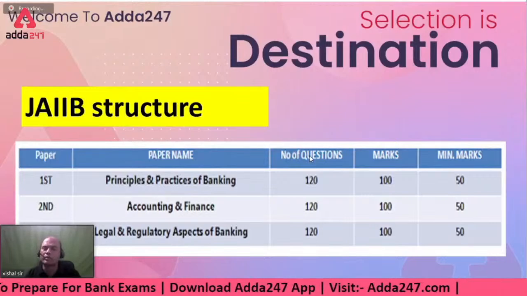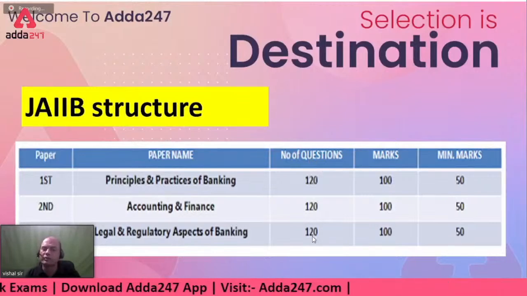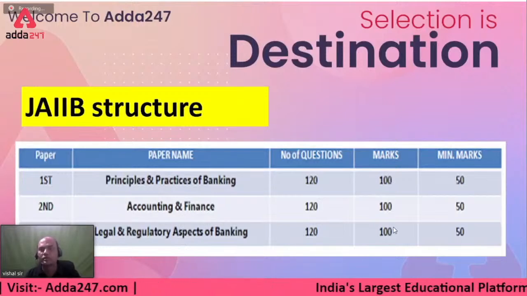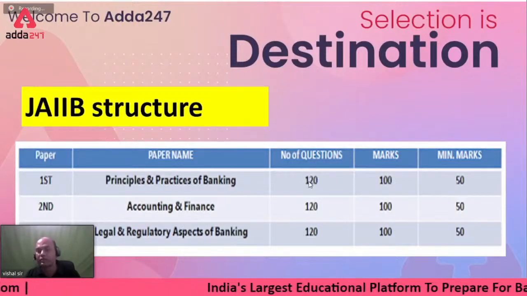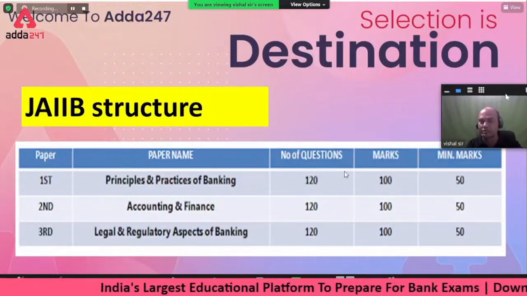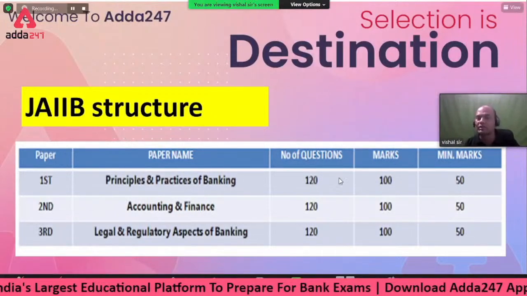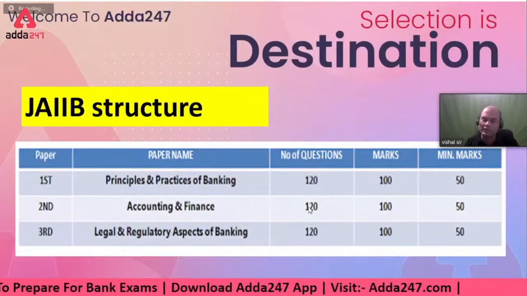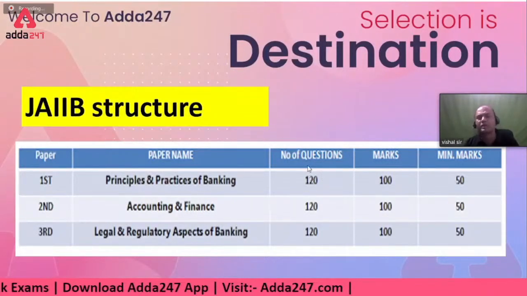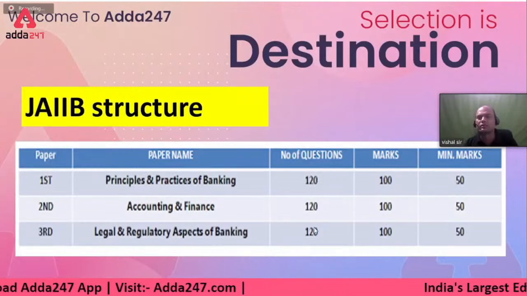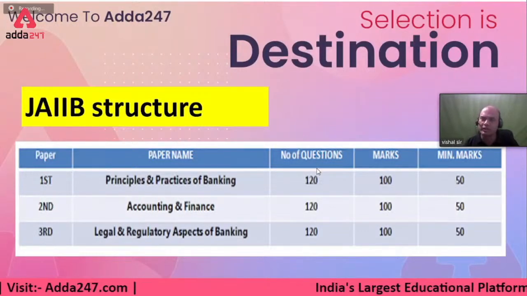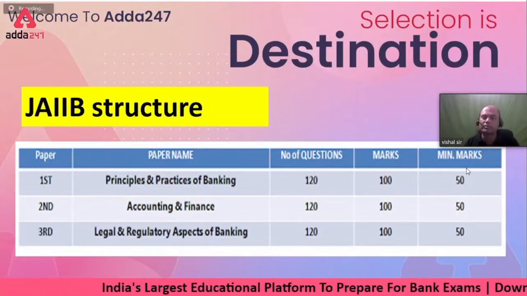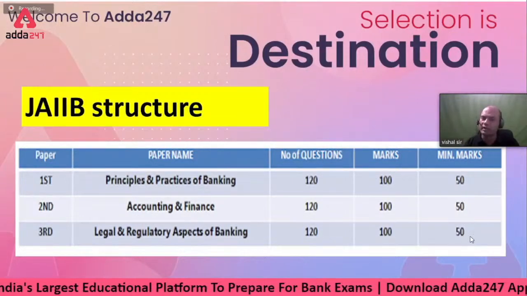So now how many questions are there? There are 120 questions in each of these. Total marks 100. So now comes the question: 120 questions and 100 marks. That's the logic. How does it happen? So some questions are of half mark, some questions are of 1 mark, and some questions are of 2 marks. That way it is managed. Okay. So minimum marks of passing is 50, 50, 50 for each.